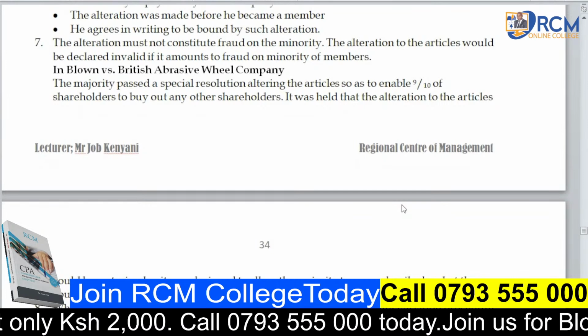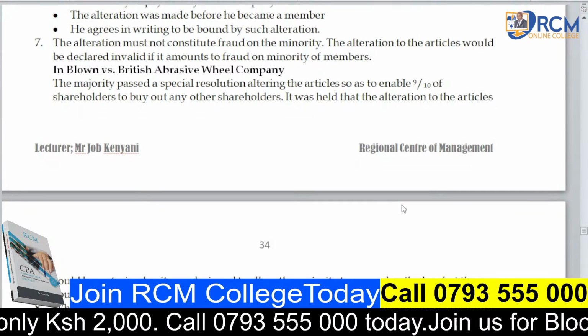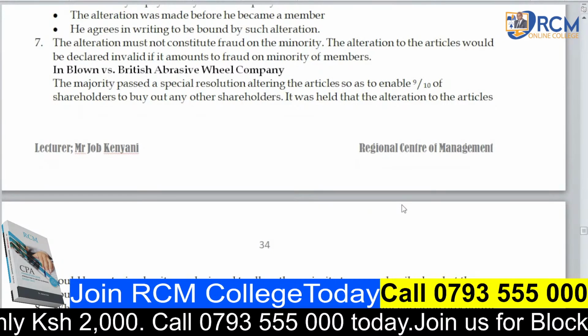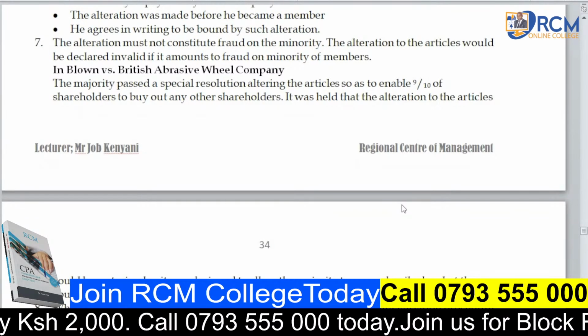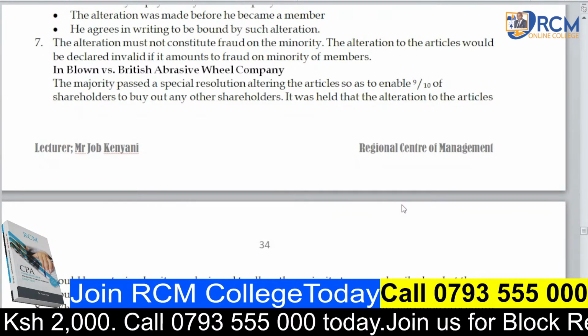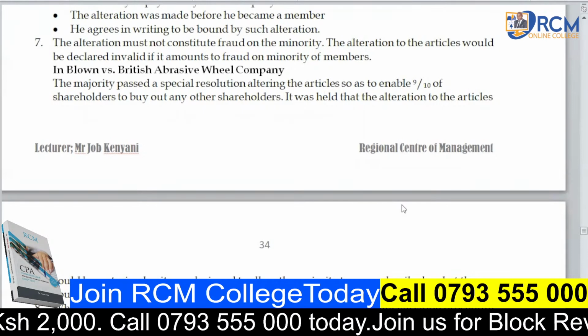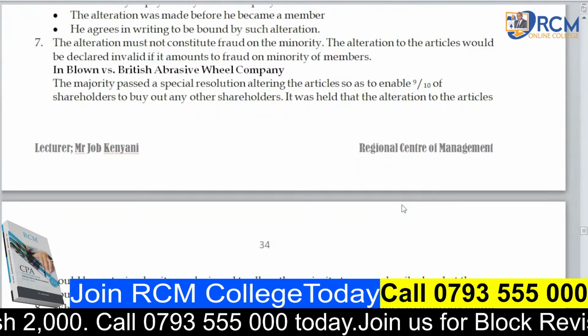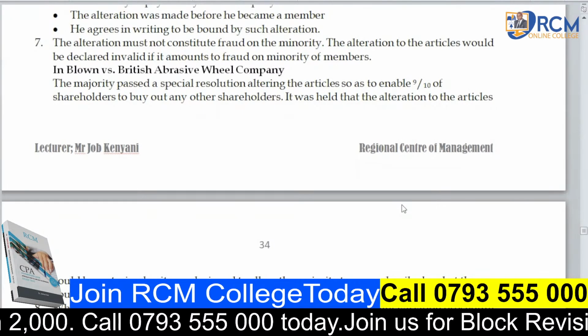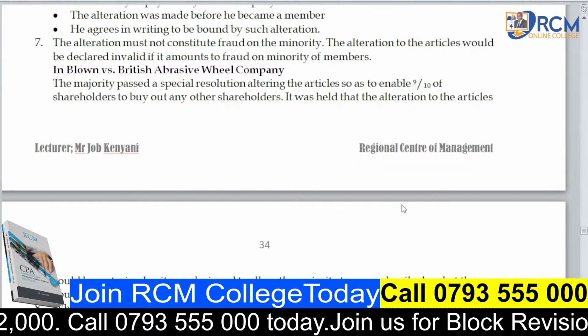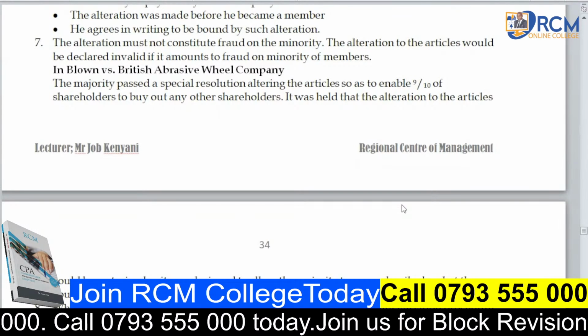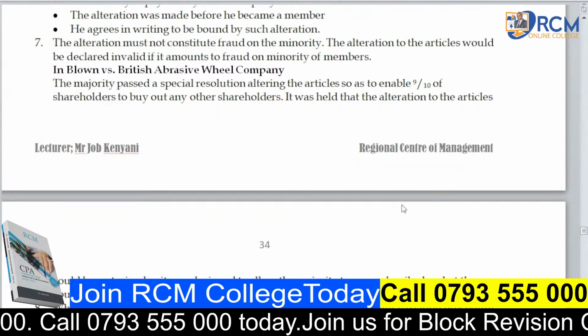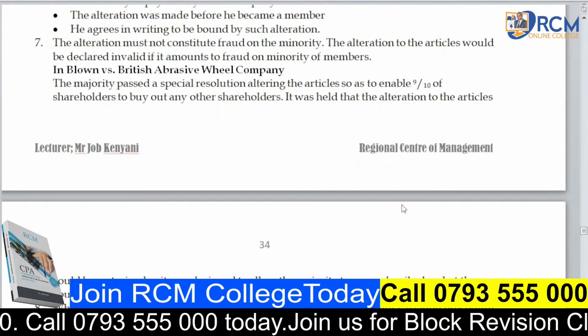Number 8, where the alteration affects class rights of members, then the class right variation procedure must be followed, in which 15% or more of the dissenters must be given a right to petition the court against the alteration. So I know you've not understood this one, but it talks about class rights. What do you mean by a class right?